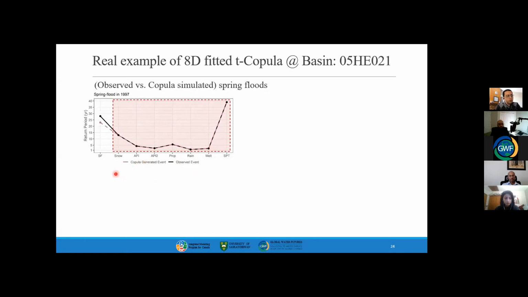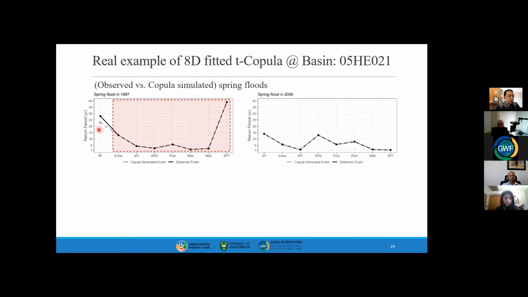So we went to the fitted copula and fixed the basin conditions and let the copula estimate the most likely spring flood that would occur with these basin conditions. And we found that the copula underestimates the return period of the flood of 1997 by 5 years. So we did the same thing for the flood of 2006. And we found a great match between the copula expectation and the observed spring flood. Both of them obtained the same spring flood with the same return period.